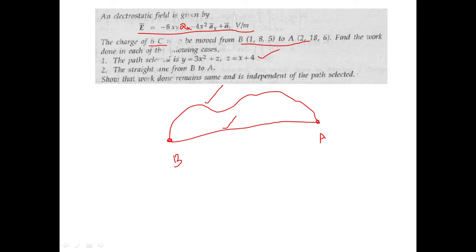Now at last we have to prove that even if the charge is moved along this curve or along the straight line, the work done remains the same, right? We discussed this in the previous lecture. So whatever might be the path selected, the work done will be the same. Now we'll see how the problem is done.